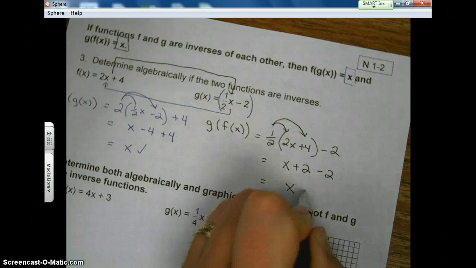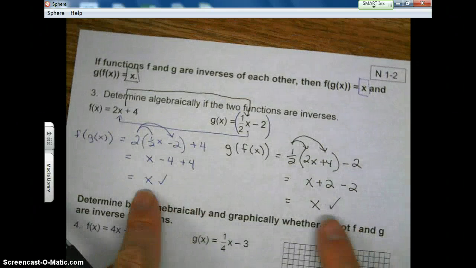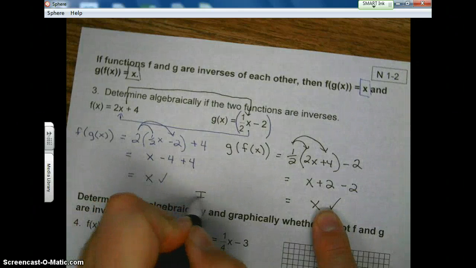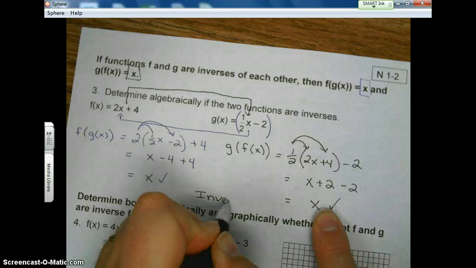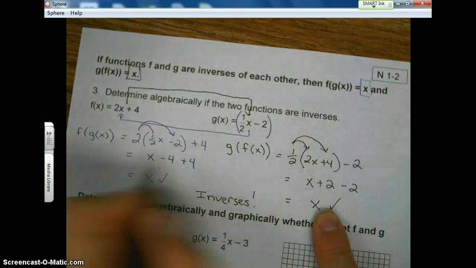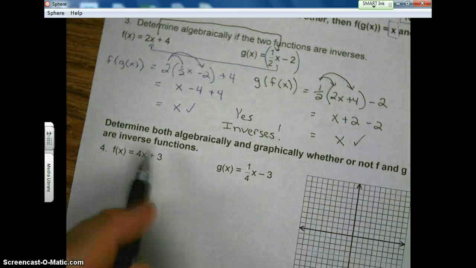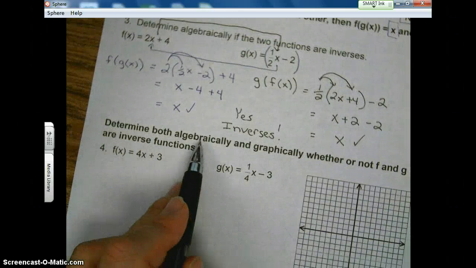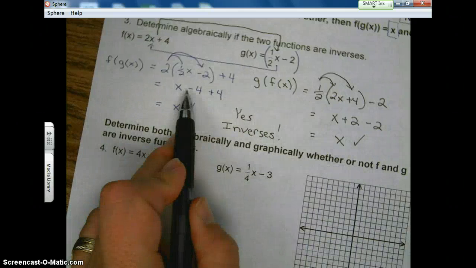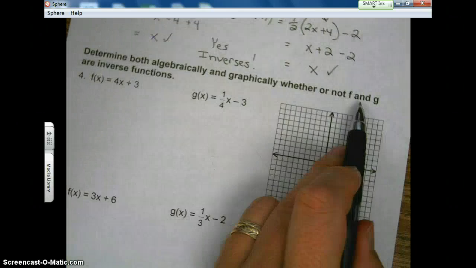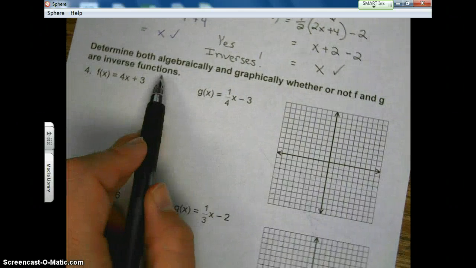And we get x. Now if it goes both ways, you get x for both of these, then it is a function. Yes, it is. They are inverses of each other. Yes. Okay, it says determine both algebraically, that's this method, and graphically, that's this method, whether or not f and g are inverse functions.